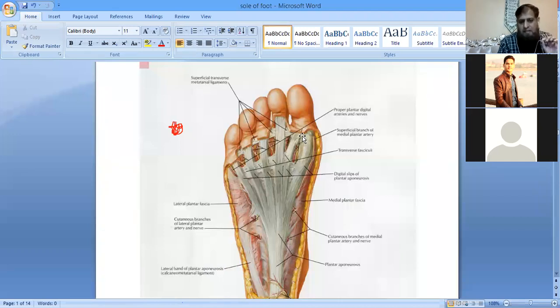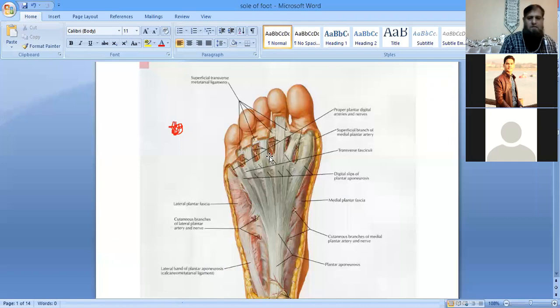नंबर टू, in the root of the toes, these are the toes, no? These are the roots of the toes, right? From where the toes are starting. At the area of the root of the toes, these fibrous bands are going to make a transverse arch over here like this, and this is called as a superficial transverse metatarsal ligament. Clear?